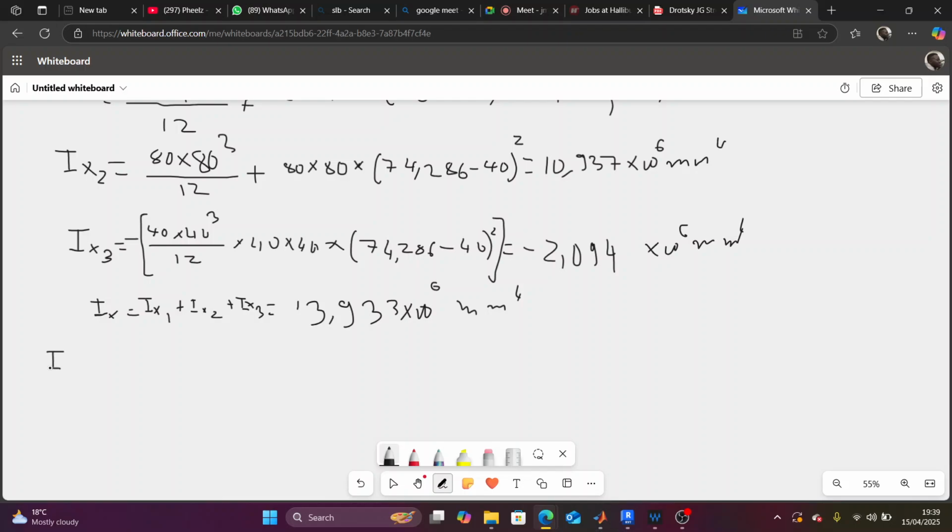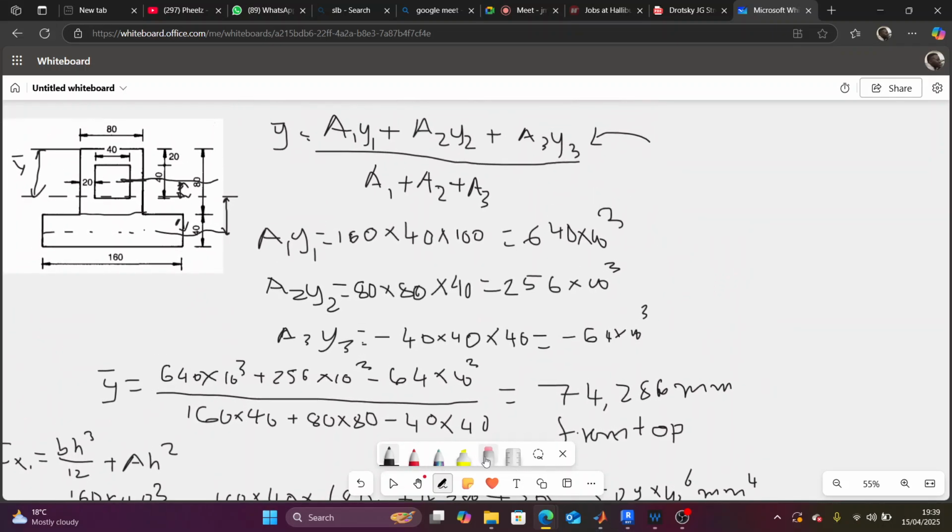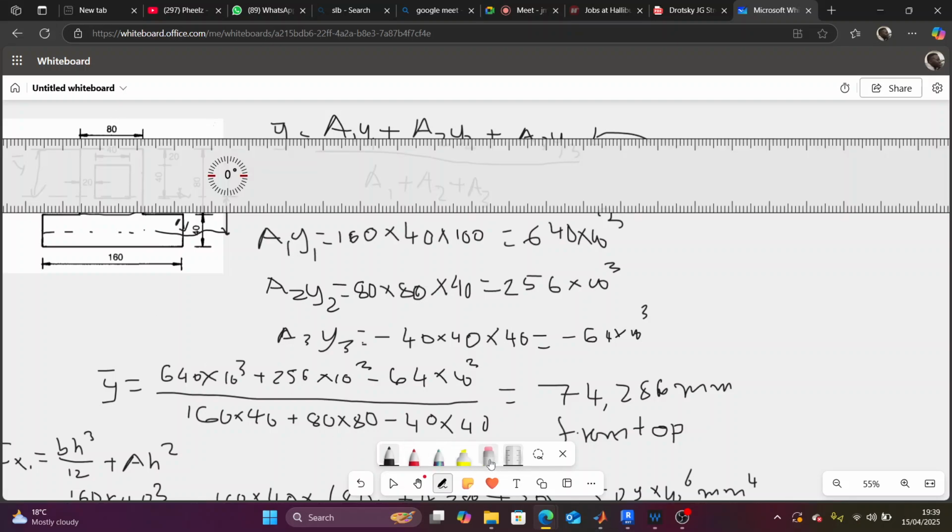EY will be EY1, EY2, but remember, we do not have any X bar here, so the assumption that we are making here is that this Y-axis here is passing through the center of gravity of this shape here.